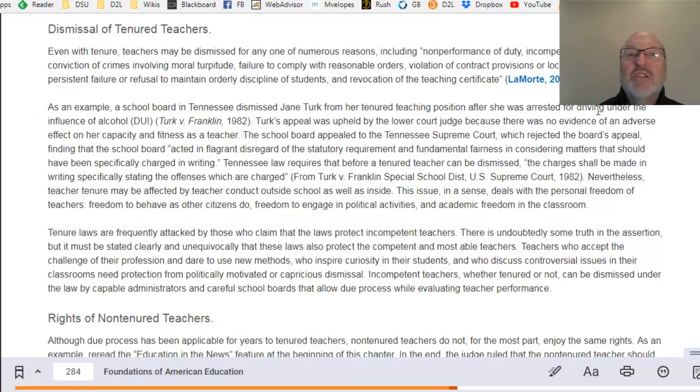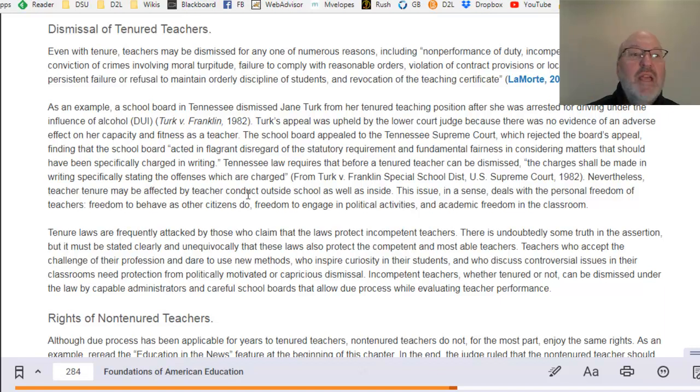position after she was arrested for driving under the influence of alcohol. Turk's appeal was upheld by the lower court because there was no evidence of an adverse effect on her capacity and fitness as a teacher just because she was driving under the influence. And the board appealed in Tennessee, which rejected the school board's finding, saying it acted in flagrant disregard of the statutory requirement and fundamental fairness in considering matters that were not specifically charged in writing. Okay.